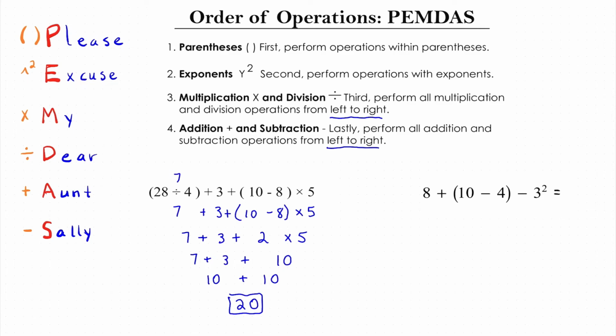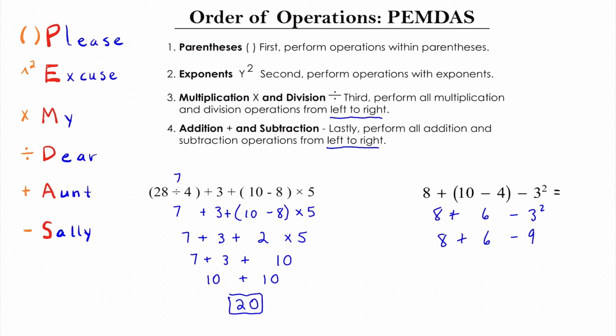Let's work out one more. We have to do parentheses first, so we do 10 minus 4. We get 6, and then we rewrite our problem here, minus 3 squared. 3 squared is 3 times 3, which is the same thing as 9. So that becomes 9.